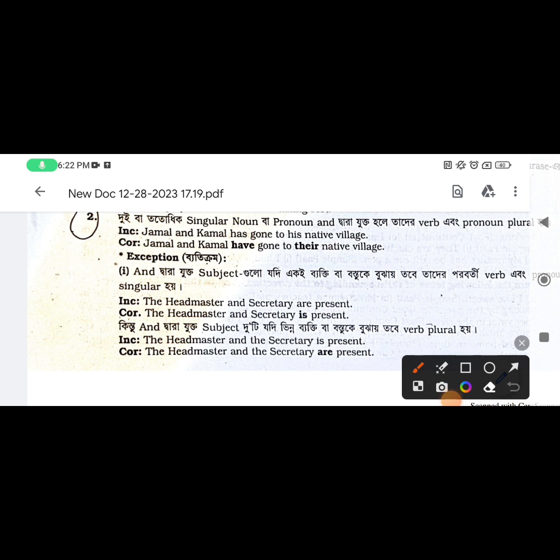So you can see that the headmaster and the secretary are present, but it is the incorrect one because the headmaster and the secretary mean the same person. So the singular verb is used. But when the subjects mean different persons, that time the verb will be plural.